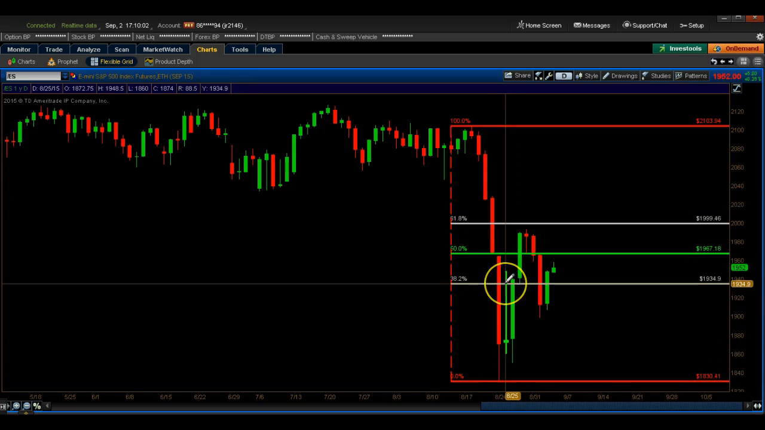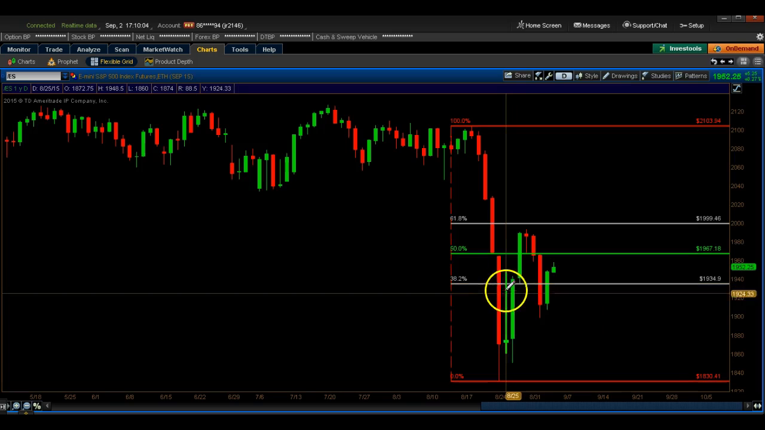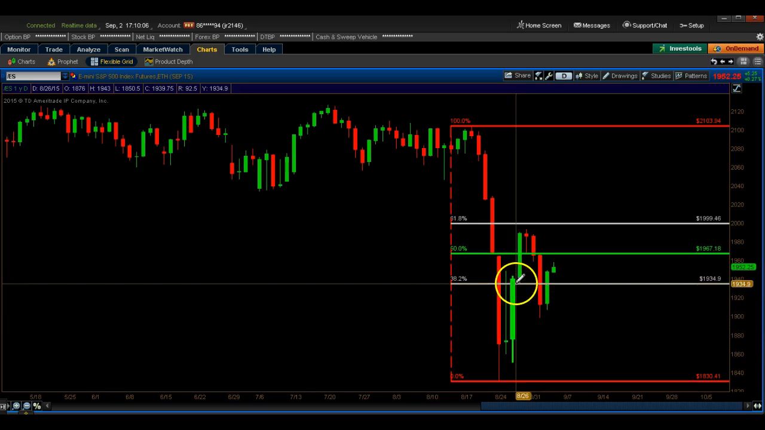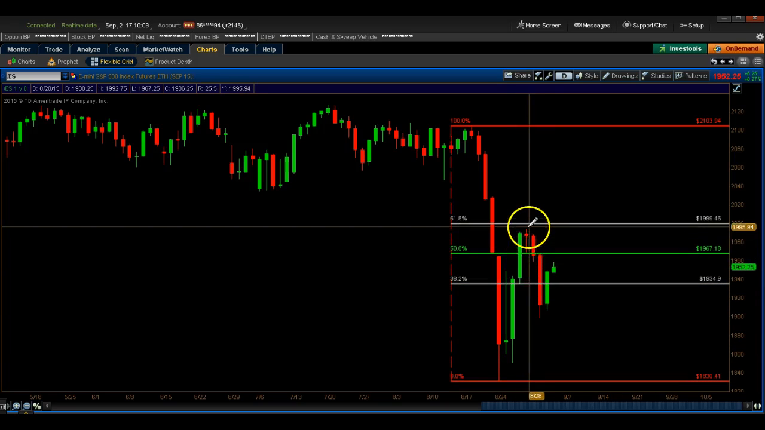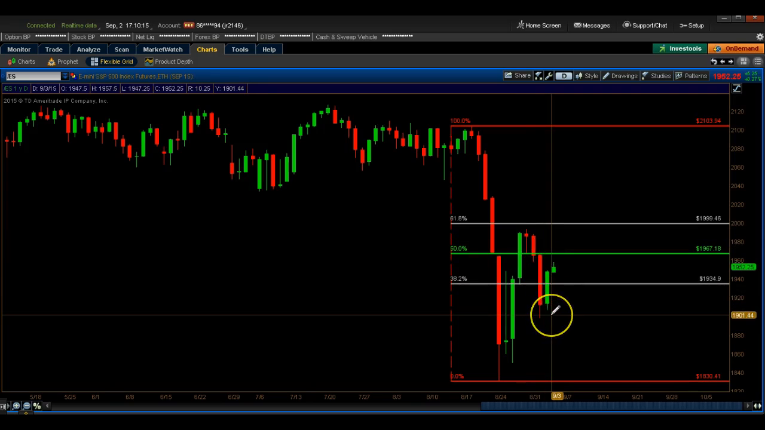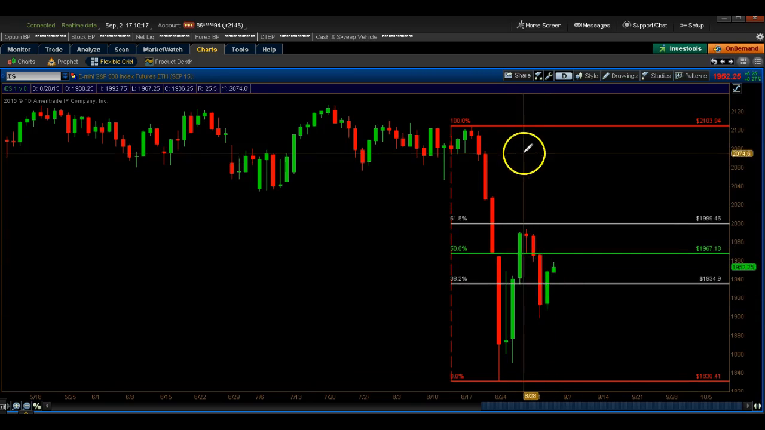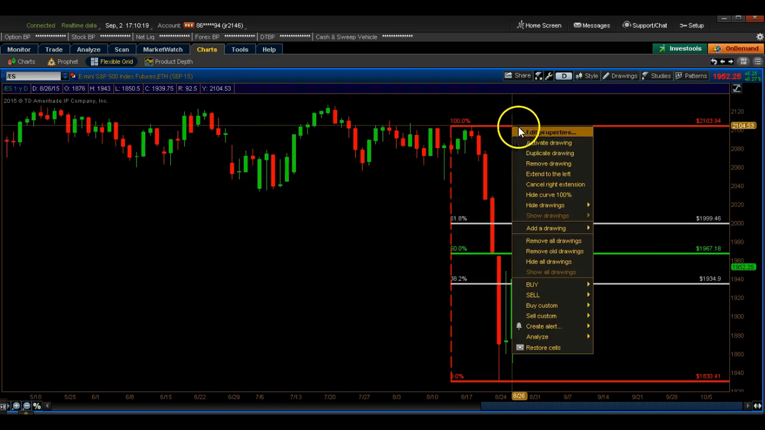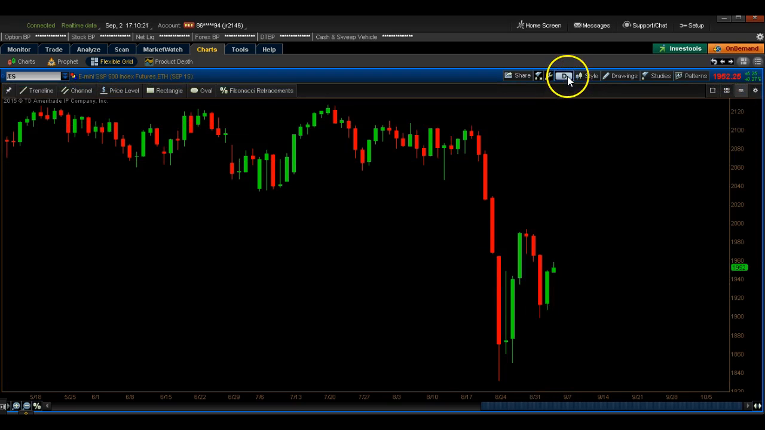We rally up to the 38%, and you see price pull back. Then we go to the 50, all the way up to the 61.8%, and then we start to pull back. So with that being said, this is the way I like to trade using them.